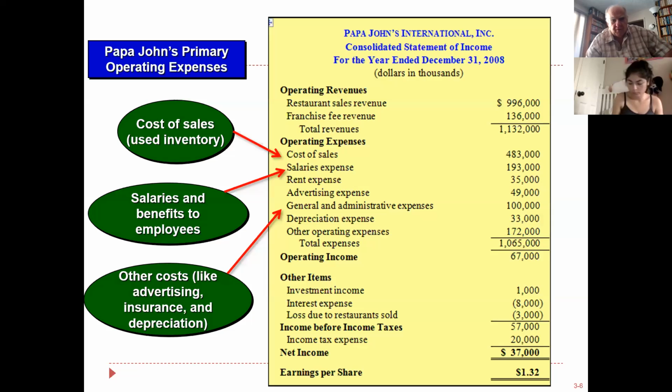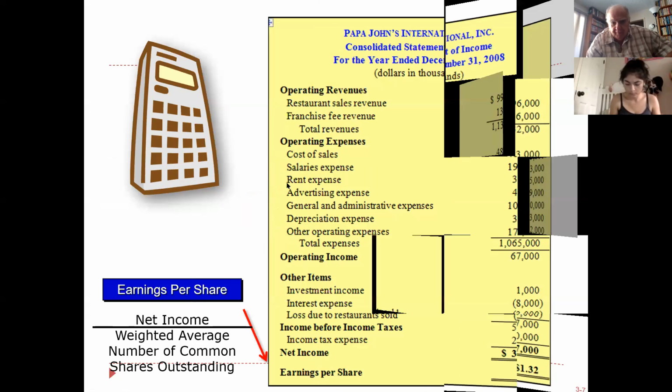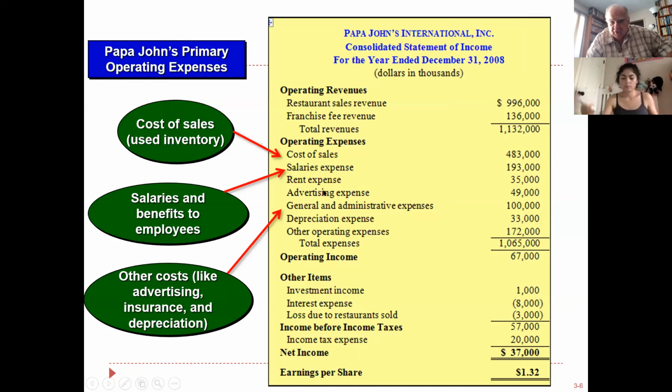We know what the revenues are. Cost of sales. This is the inventory. In this case, this is the pizza dough, the olive oil, whatever it costs to make that pizza. Salaries and benefits, that's to employees. And these are other expenses that businesses incur. They have to rent perhaps ovens if they don't buy their own. They have to advertise. Papa John's advertises like crazy, right? General and administrative expenses, that's the office people, that's the accounting department, then other.